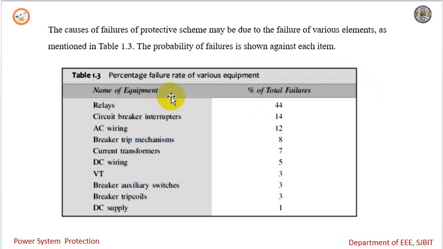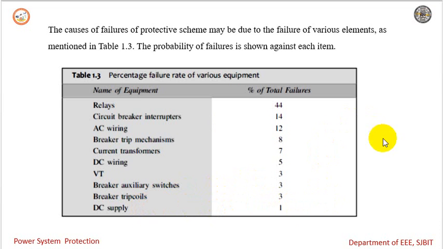On this side we have the name of the equipment, and here we have the percentage of total failures. The first one is relays. The failure rate of relays is highest, that is 44%, circuit breaker interrupters 14%, AC wiring 12%, breaker trip mechanism failure 8%, current transformer failure 7%, DC wiring failure 5%, voltage transformer or potential transformer failure 3%, breaker auxiliary switches failure 3%, breaker trip coil failure 3%, and DC supply to the trip coil failure is 1%.